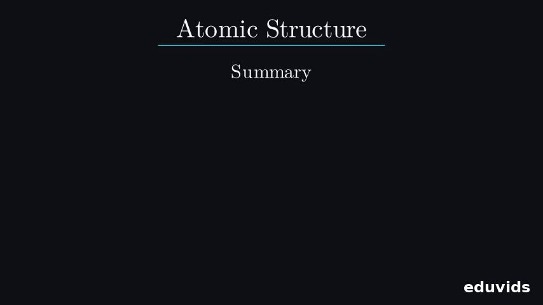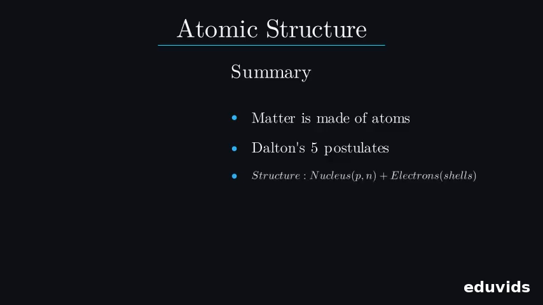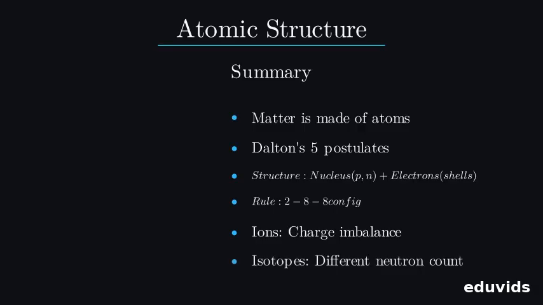Summary of key points. Matter is made of atoms. Dalton's 5 ideas describe basic atom behavior. An atom has a nucleus with protons and neutrons and electrons in shells. Electron configurations follow the 2-8-8 rule. Ions form when atoms lose or gain electrons. Isotopes have the same protons, different neutrons. Understanding these ideas gives a solid foundation for chemistry.